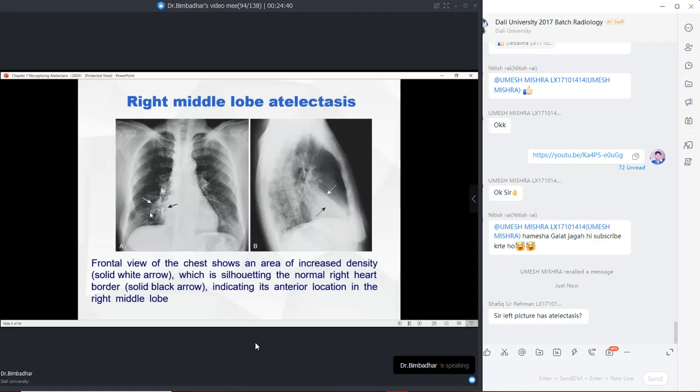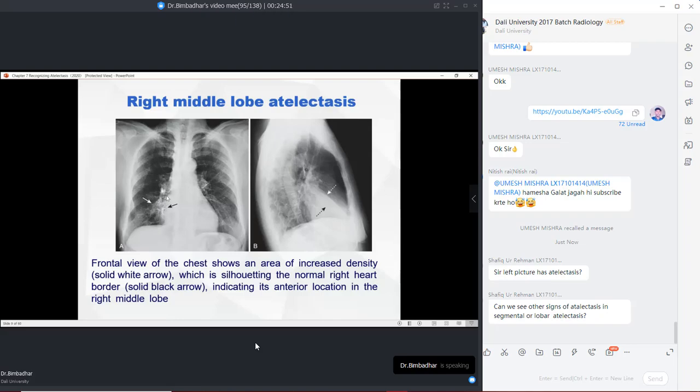Which means to say the right heart border is being silhouetted by this density. So this density is the one that is causing the blurring of this border, and it means there is a middle lobe atelectasis. So this is what the Silhouette sign is.